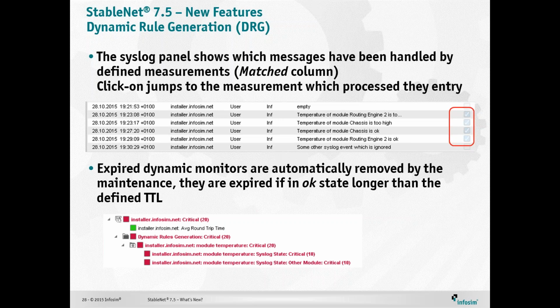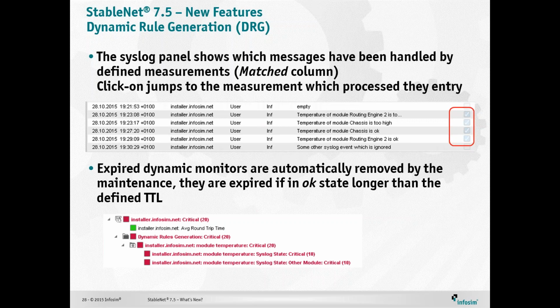Another thing: if you run this DRG for some time, you have expired monitors. Like the chassis module might be green for a long time, so you don't need this monitor anymore. You want to get rid of it because it doesn't have any purpose anymore. So we have included a system where you can define a TTL, time to live, and all monitors which have been in OK state longer than the defined time to live are automatically removed by the system. So the system automatically clears up old data. And of course you can configure the time to live. You can also disable it if you want. But usually one doesn't want to have old data in the system, to make it more readable. But that is anyway configurable. So that was the DRG system.